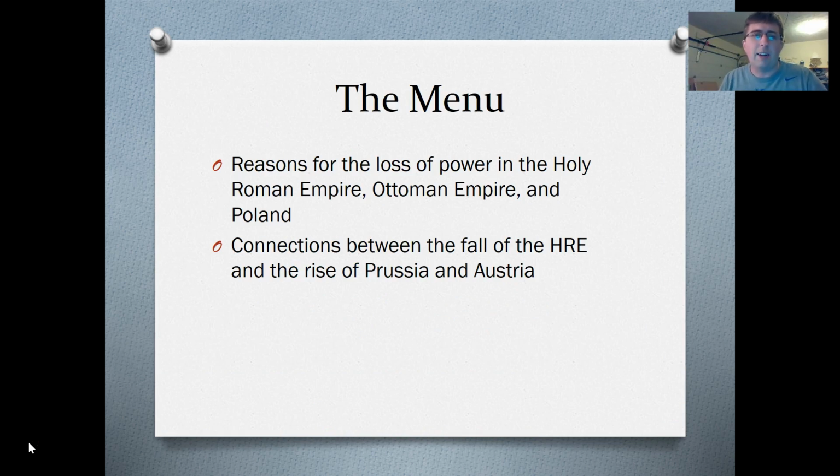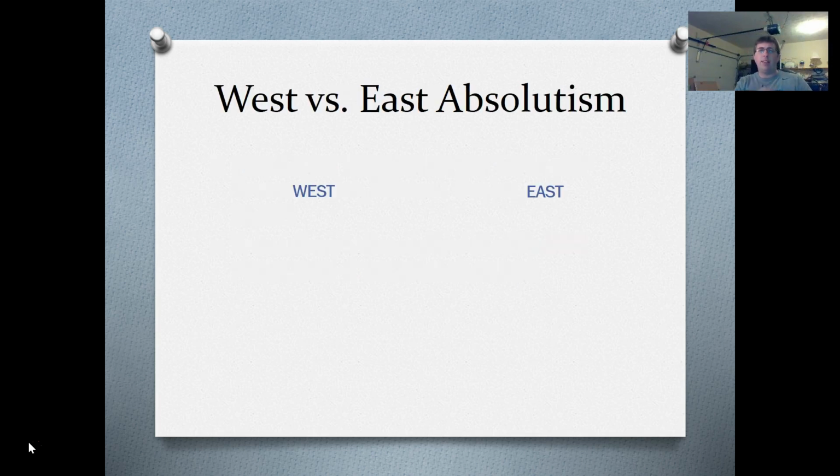So really the big thing here is reasons for loss of power in 3 empires: the Holy Roman Empire, Ottoman Empire, and the Polish Empire, and then the connections between the fall of the Holy Roman Empire and the rise of 2 German states called Prussia and Austria. So let's roll. This is all review.